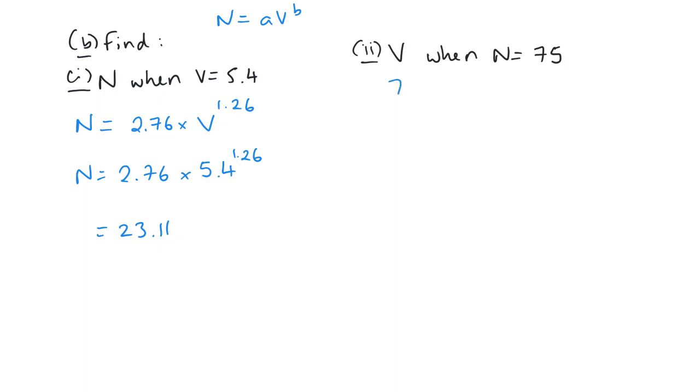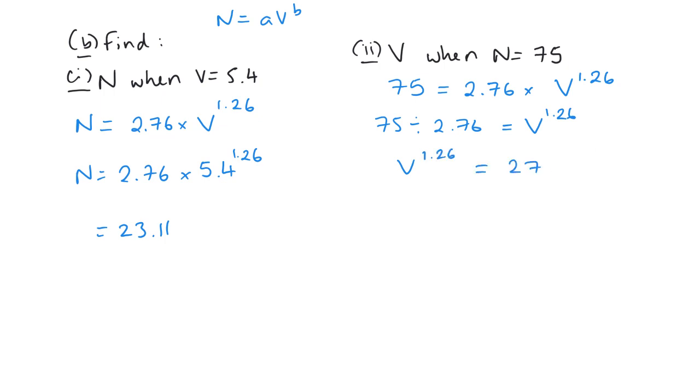And then part 2, find V when N equals 75. So again, put that into your equation. So we get 75 equals 2.76 times V to the power of 1.26. So the first thing I'm going to do is to have 75 divided by 2.76. So we'll get V to the power of 1.26 equals 27.174.